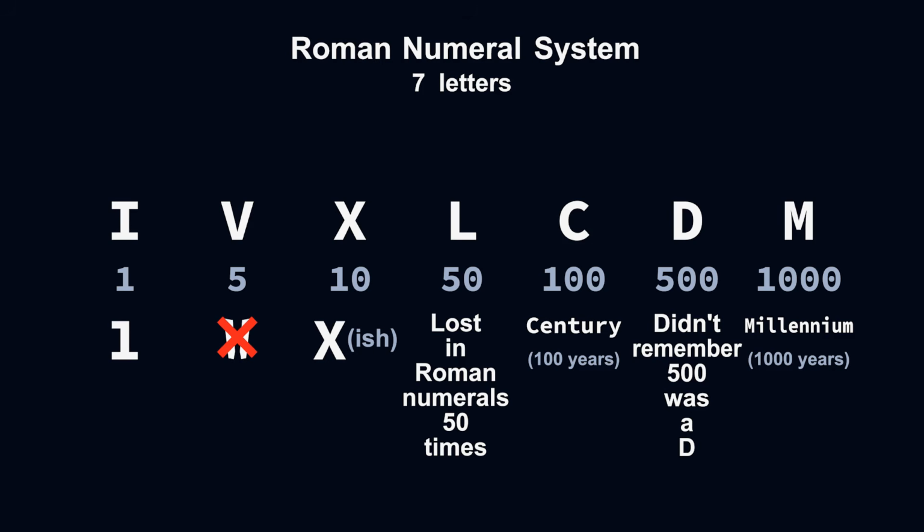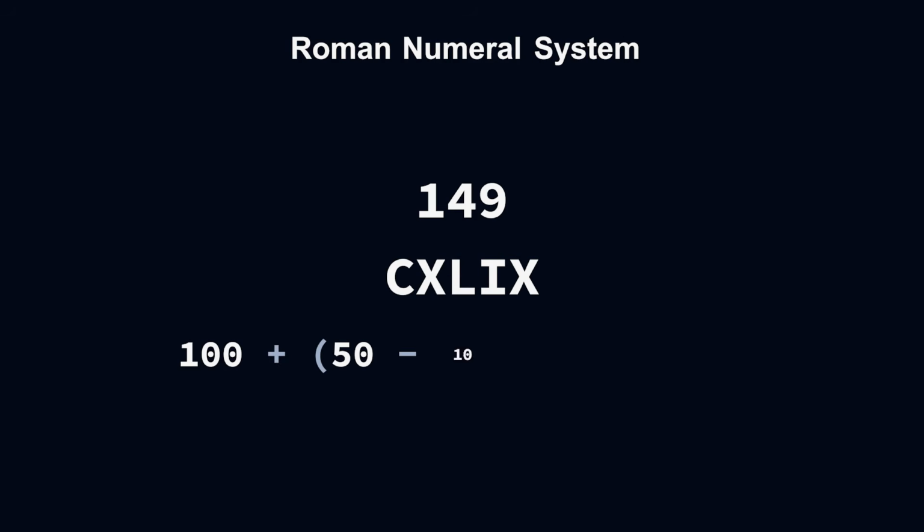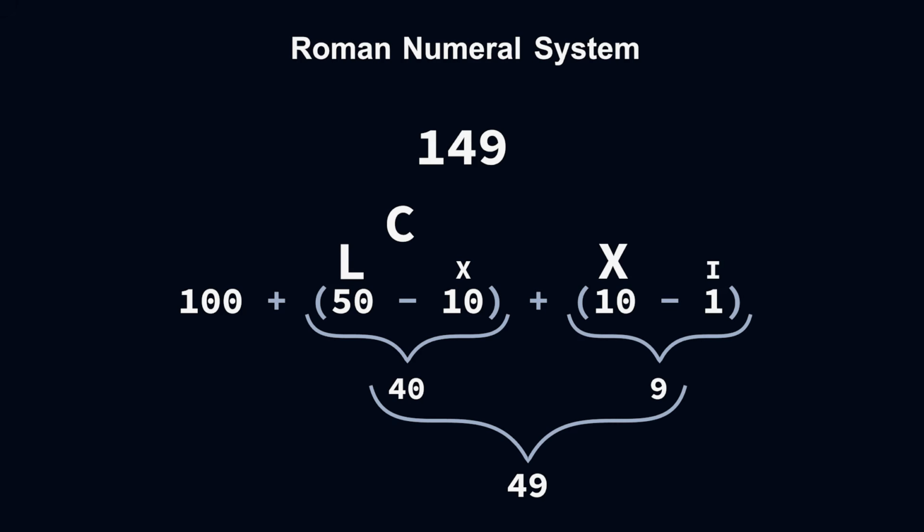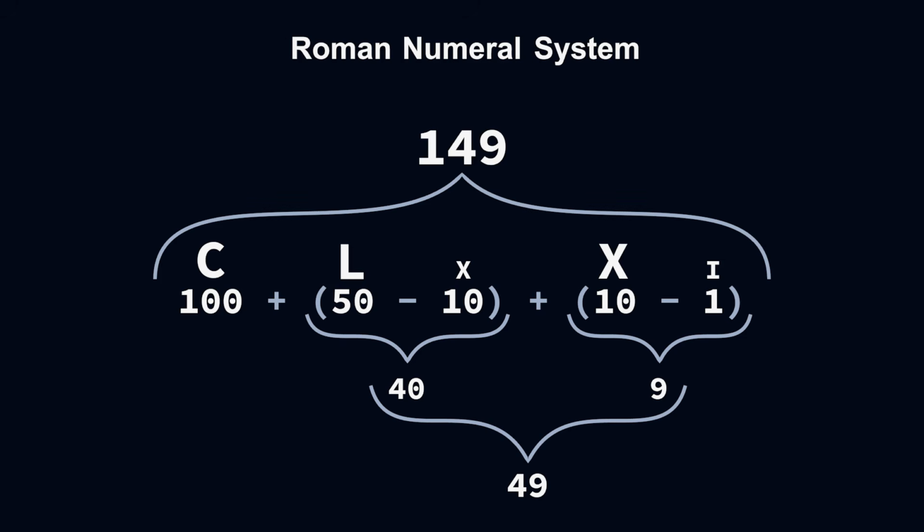If you need to write a number that's not one of the primary letters, like for example 149, you add larger numbers onto the end and subtract smaller ones from the beginning. So 149 in Roman numerals would be CXLIX, which reads out as 100 plus 50 minus 10 plus 10 minus 1. X is a smaller number than L, so it subtracts 10 from 50, leaving 40. I is smaller than X, so it subtracts 1 from 10, leaving 9. Both combined equals 49, and adding the C gives us 149.